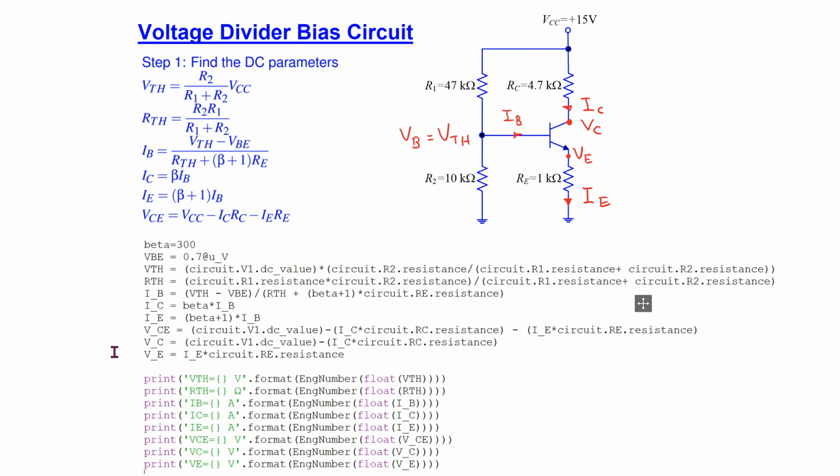The syntax is shown here. First, we define beta and VBE in volts. Circuit.v1.dc_value gets the value of VCC. Circuit.r2.resistance gets the value of resistance R2, and so on. Note that these calculations automatically preserve the units. We can print the results as shown here using the EngNumber package to display the results in engineering notation. Please pause the video now if you wish to study this in more detail.